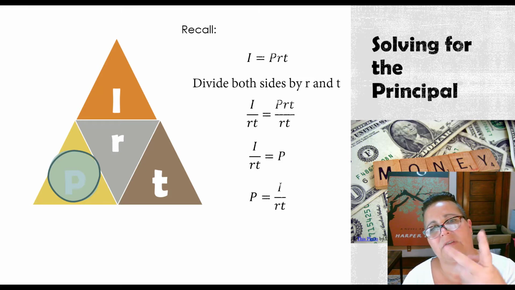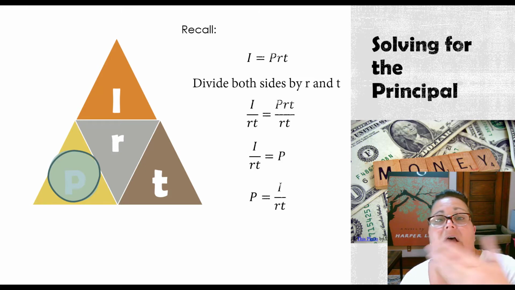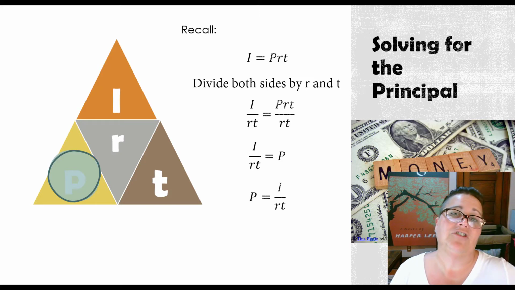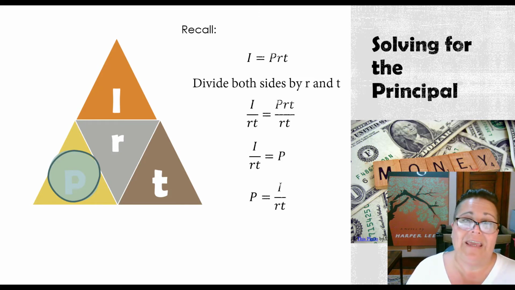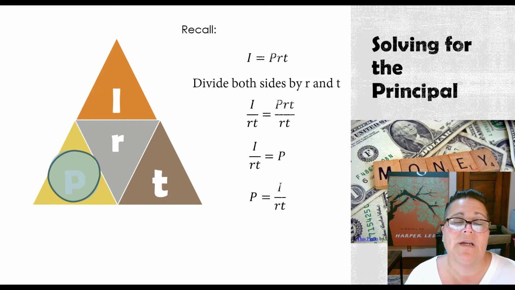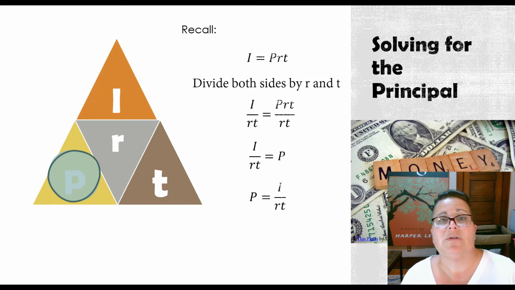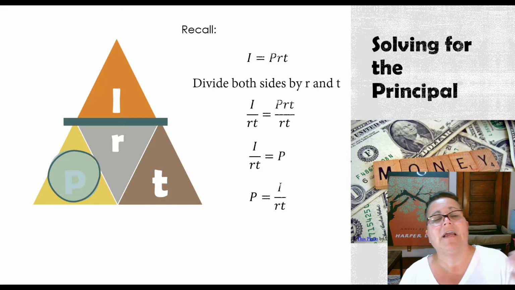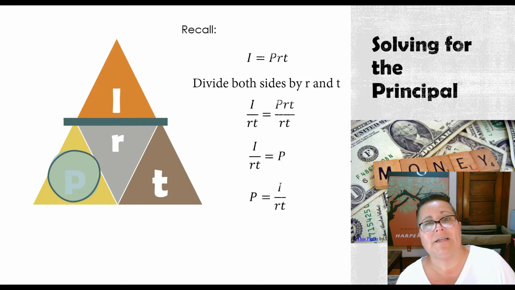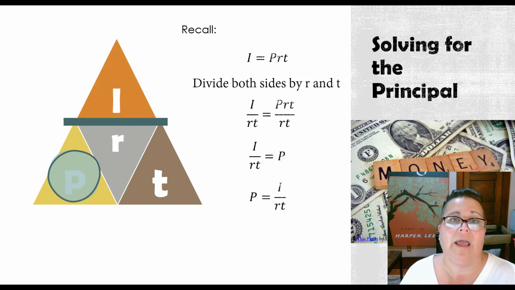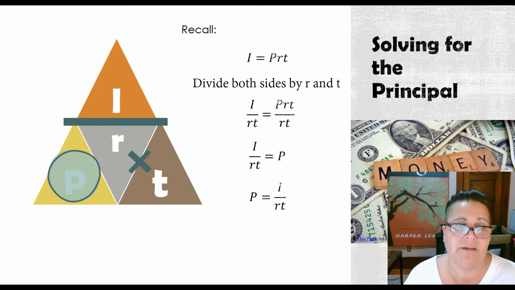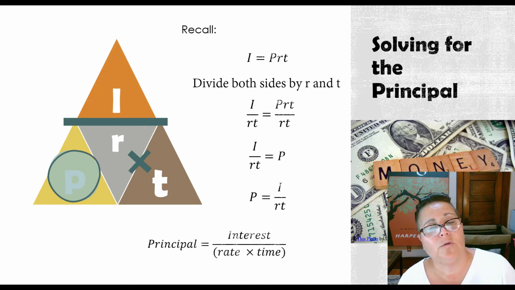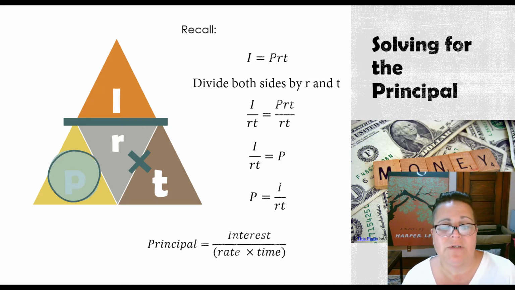I just flipped the view. No big deal. On your left, the magic triangle. The P for principal, what we're solving for, is underneath the green circle. Notice that I is in your numerator, and in your denominator you have R and T. So it will be I over R times T. This gives us our formula. Principal is equal to interest over rate times time.